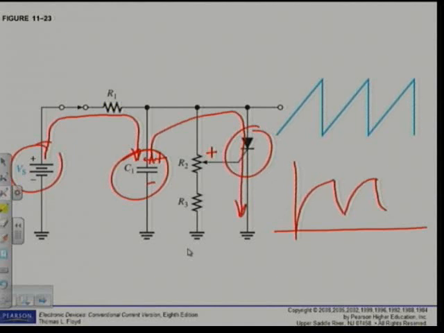And that's why they tell us it's a sawtooth generator. That means it will give me a sawtooth oscillation out. And the frequency will be determined by the resistor and the size of the capacitor and my supply voltage there.